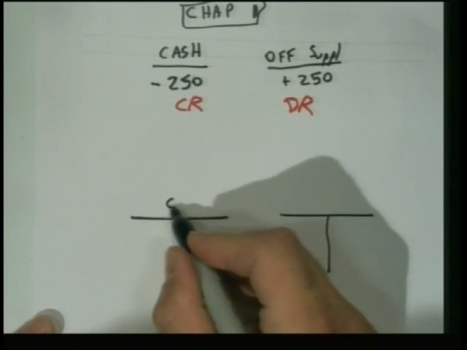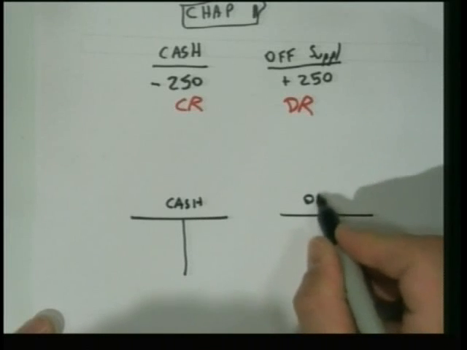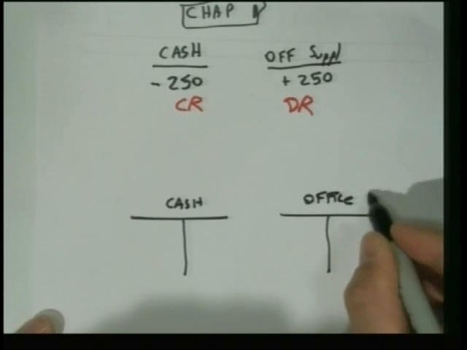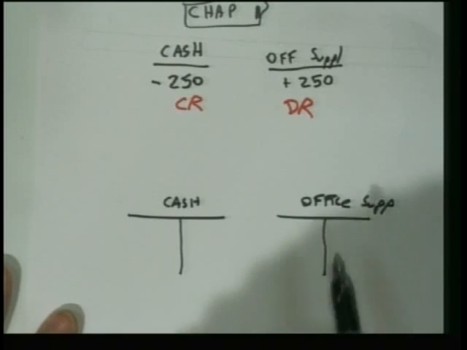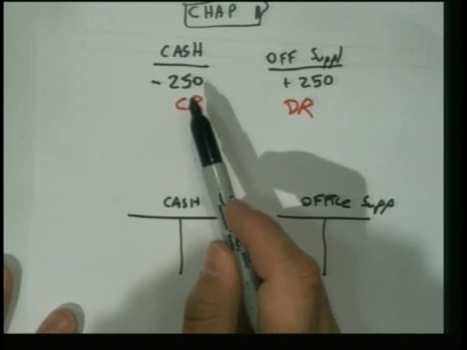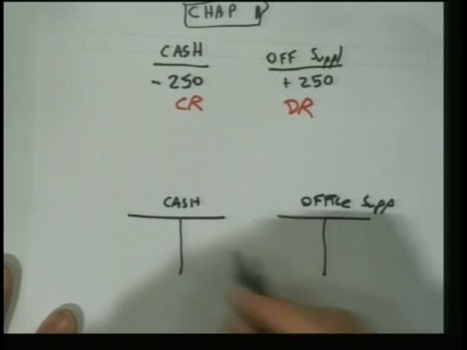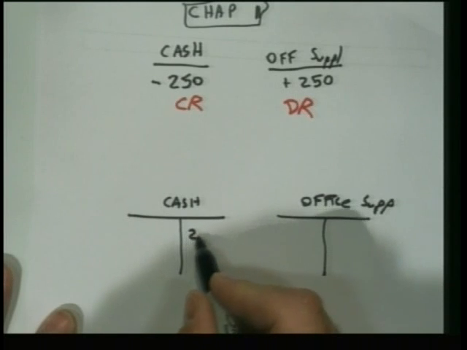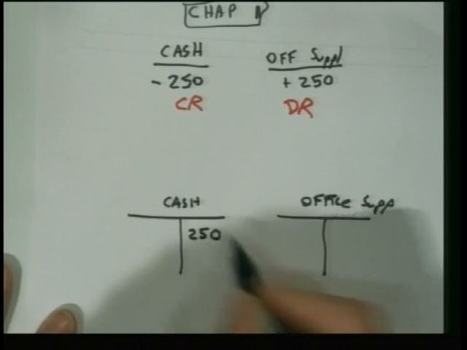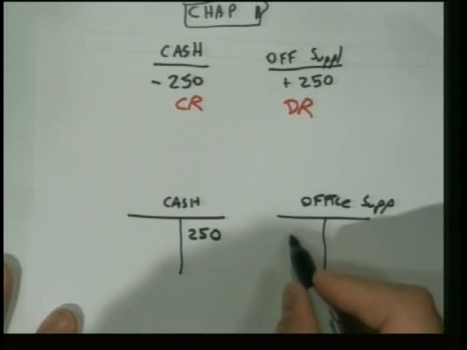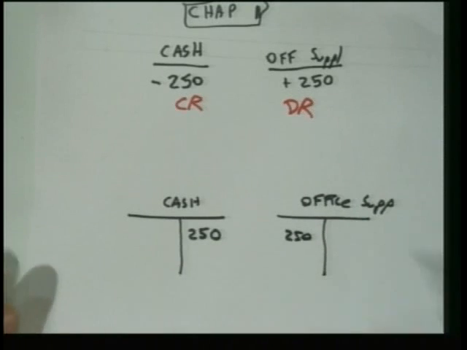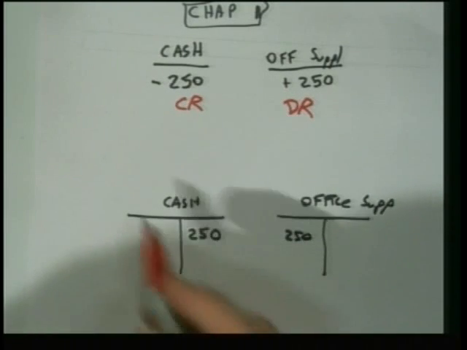So let's do a T account for cash, and let's do a T account for office supplies. You with me? We learned that the way you record this is you credit cash, so you write this on the credit side, or more appropriately, you credit cash for $250, correct? And you debit office supplies for $250. Are you with me? Okay, good.